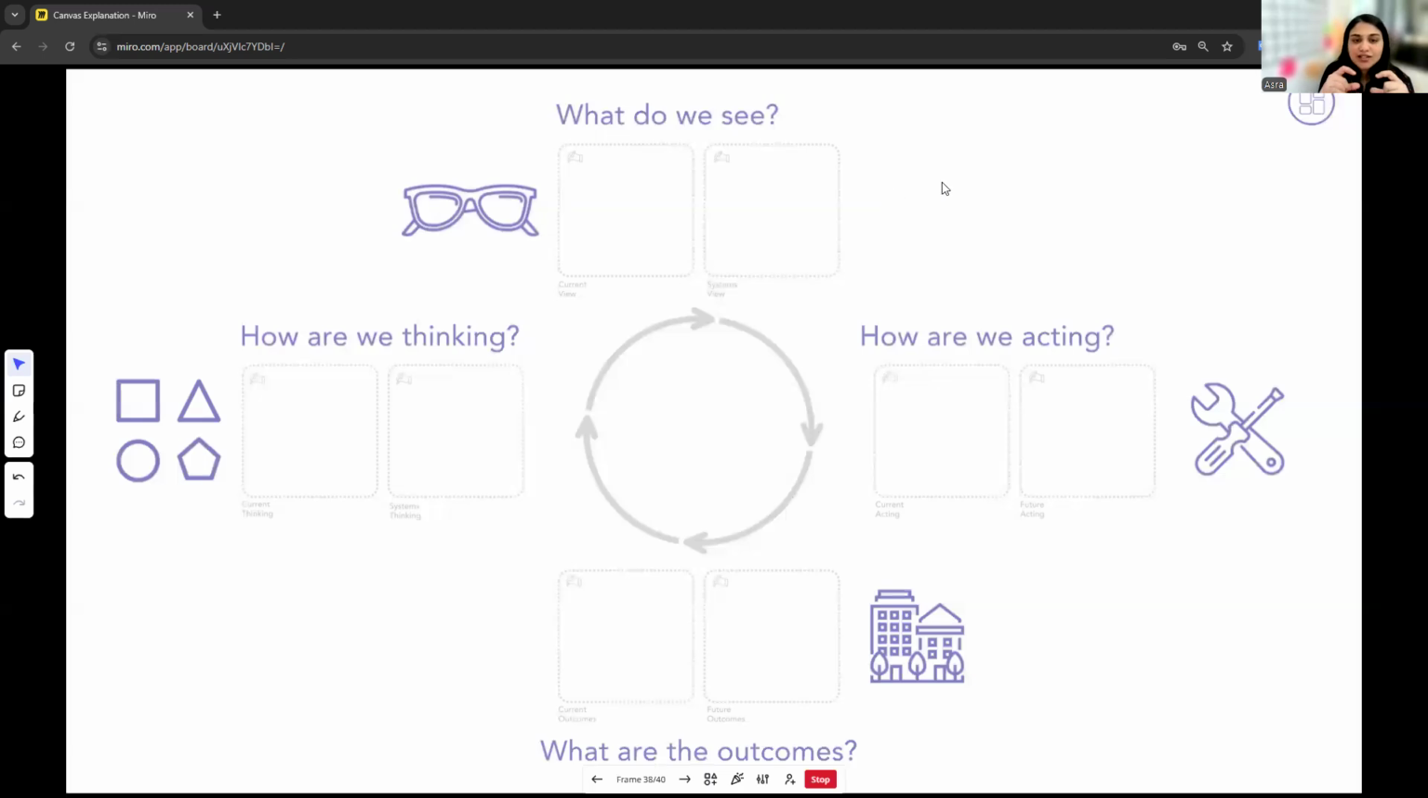Each dimension has these 2 boxes. The one on the left talks about what happens if you start looking at the world in a more linear way. And the one on the right is more about looking at the world through a more systemic lens. Now, for us to understand this canvas in a much better way, we should use a challenge.